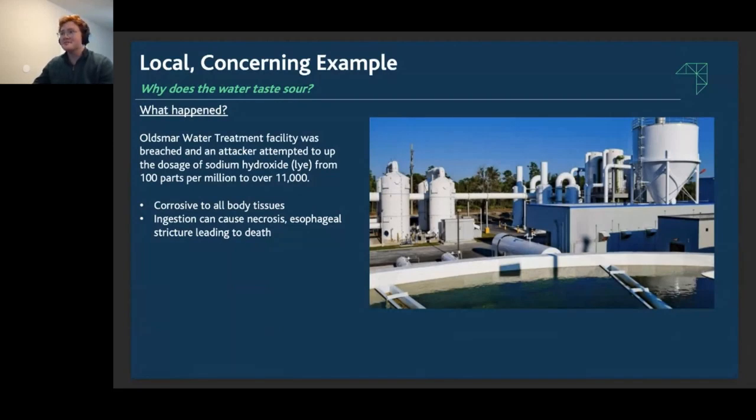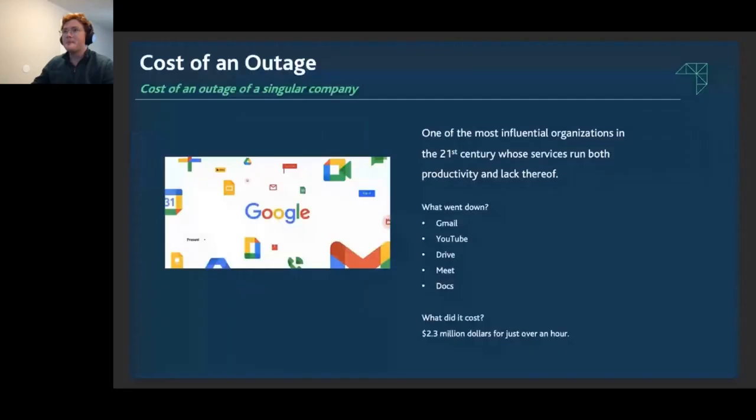One of the smaller players in this example being a water treatment facility that a lot of people wouldn't think, oh, this is how I affect a nation. The cost of an outage. This is tying back to a little bit of what I said. So the cost of an outage of a singular company.